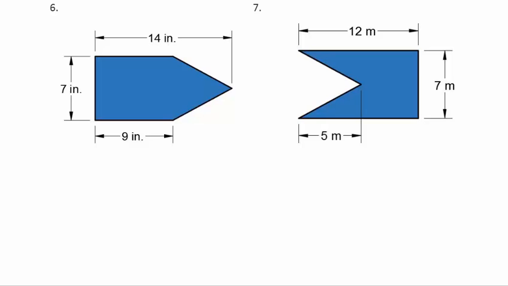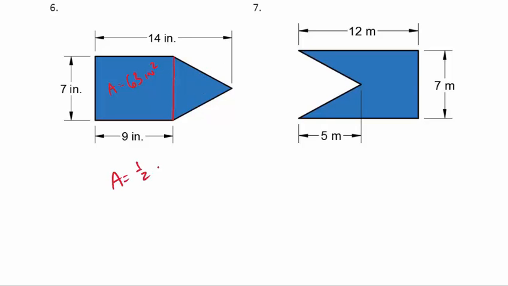Question 6. All right, we're going to divide this thing up right there. So we get a rectangle and a triangle. The area of this rectangle is going to be 7 times 9, which is 63 square inches. Now, we want to find the area of this triangle, and here's our formula for area.